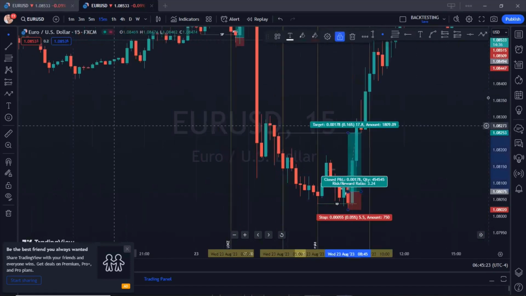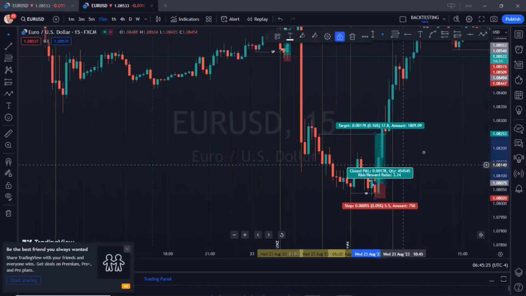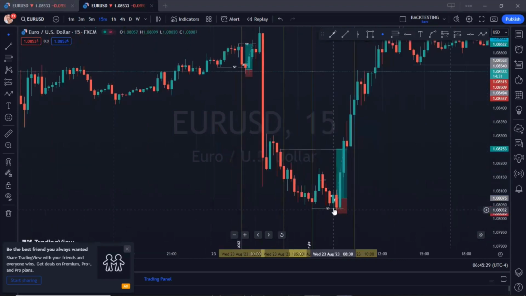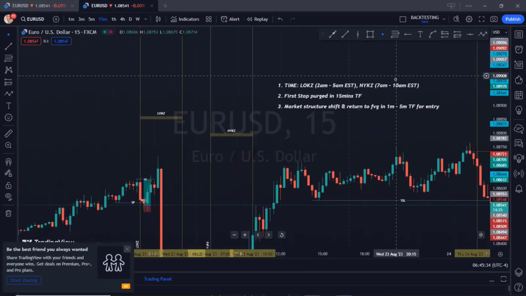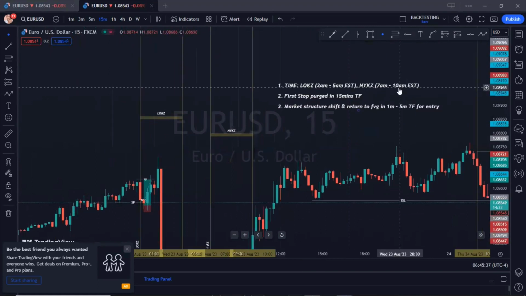So once a swing point is taken, you take note of it and do what? Go to your entry time frame. Your entry time frame, that is the third criteria now. So first one is take note of the time. You must be trading London Q zone or New York Q zone. So the London Q zone is 2 a.m. to 5 a.m. New York Q zone is 7 a.m. to 10 a.m. Second one, wait for a swing point to be taken.